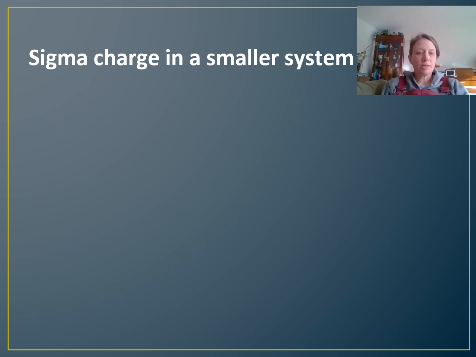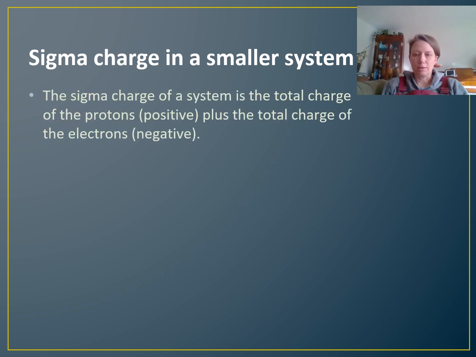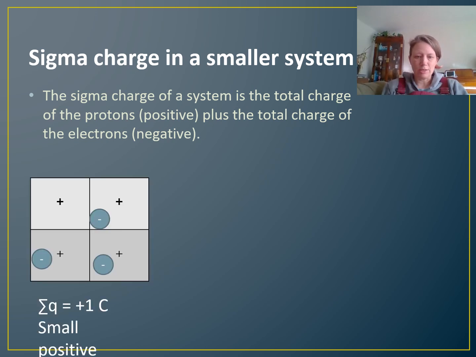So if you're interested in finding the total charge or the sigma charge stored up in a smaller system, it's pretty straightforward. It just means you add up the total charge of the protons, which are positive, and then the total charge of the electrons, which is negative. You can think of that as adding the negative or subtracting. It doesn't matter either way, as long as you understand what's happening there.